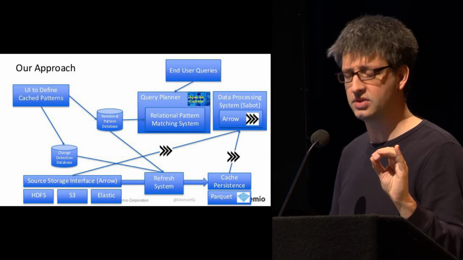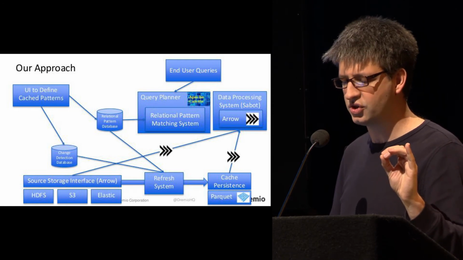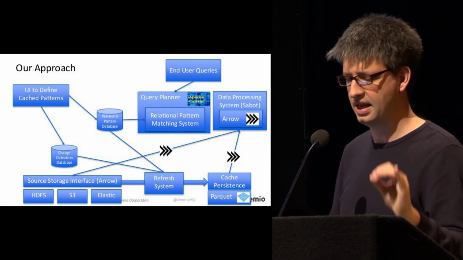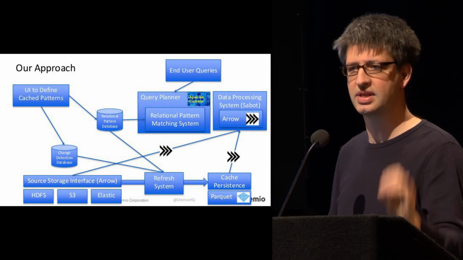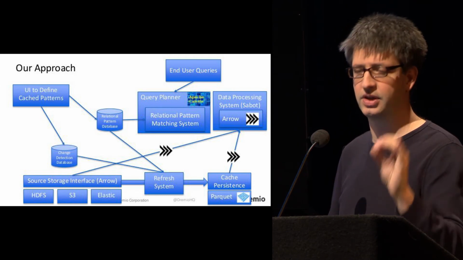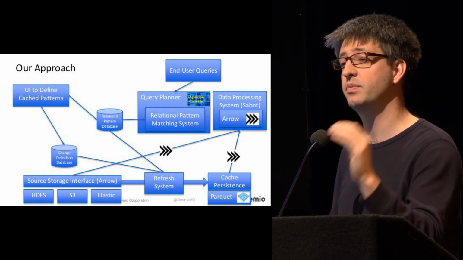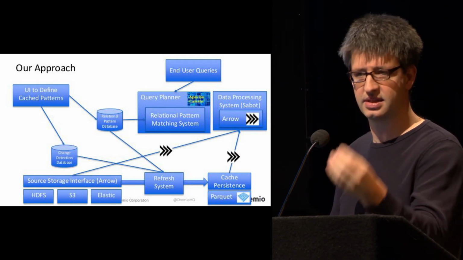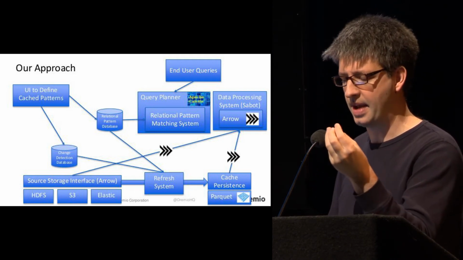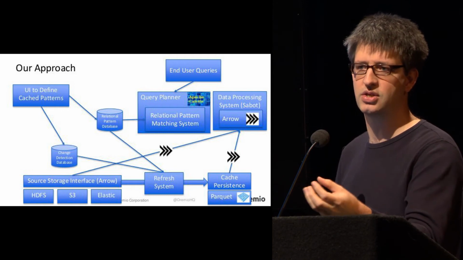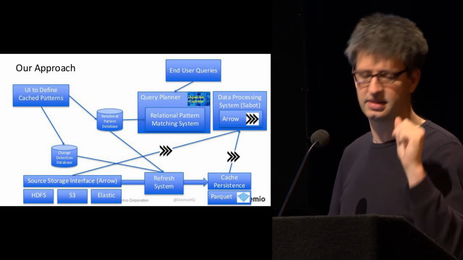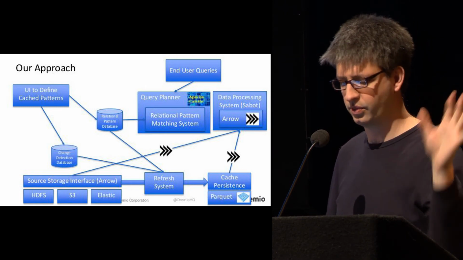So relational patterns are very useful because then you might have an end user query who comes in, you go in and you're going to use a query planner, in this case Calcite, and we have a relational pattern matching system that's built inside of Calcite that is responsible for figuring out what are the right relational patterns that can help to solve this particular question. That is then handed into a data processing system, which is Sabot, and that is interacting with Arrow representations to work with data. Down below, you have different kinds of data that you're interacting with, whether that's data in HDFS, S3, Elastic, Relational, whatever.